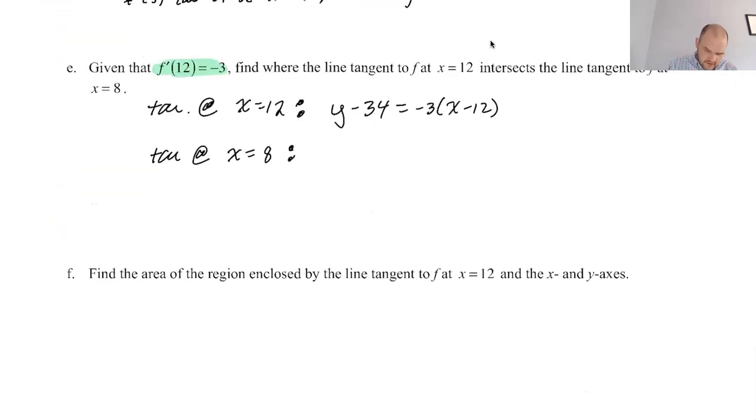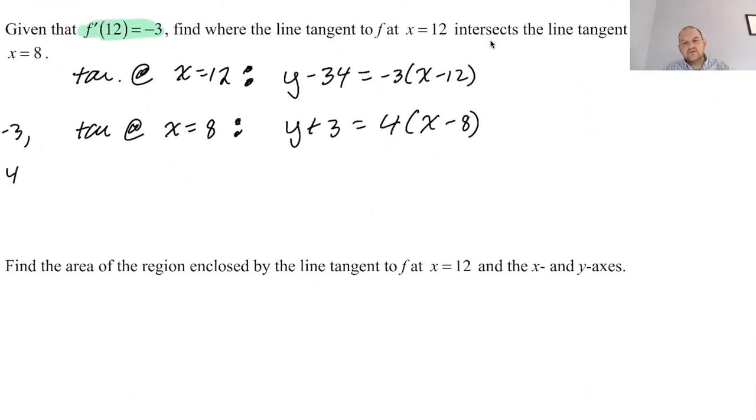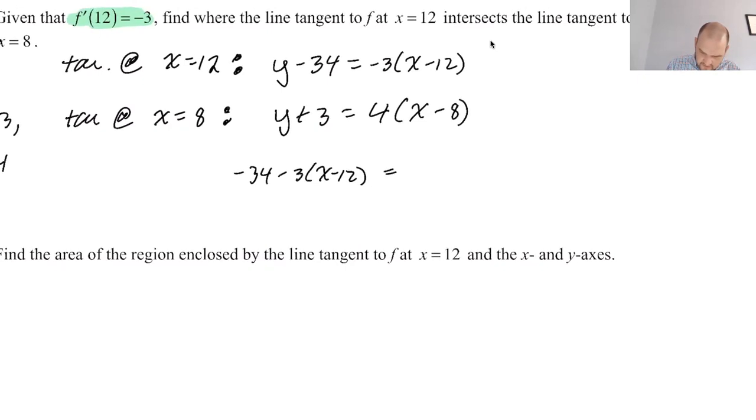F of 8 is negative 3. F prime of 8 is 4. So our tangent line is y plus 3 equals 4 times x minus 8. Okay, so I don't know how we want to solve this. I'm going to set them both equal to y and set them equal to each other, I guess. So 34 minus 3 times x minus 12 is equal to negative 3 plus 4 times x minus 8.